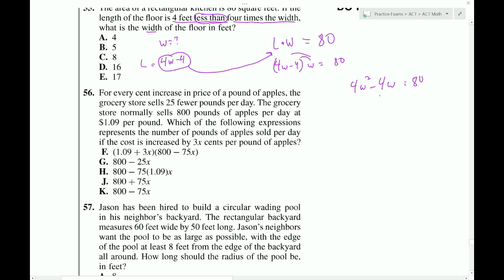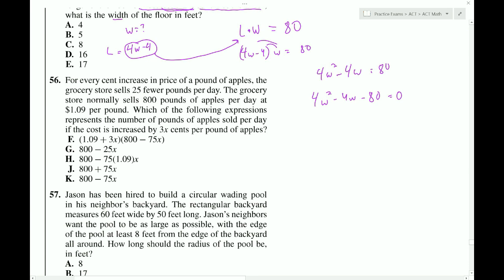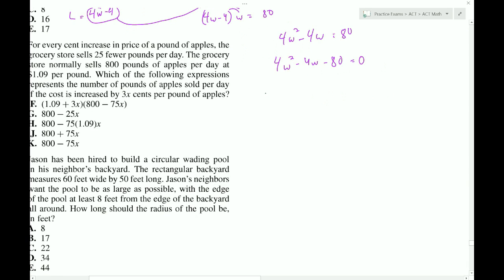Then, since this is quadratic, we want everything on the same side. So we swing the 80 to the left-hand side by subtracting it from both sides. At this point, we want to factor this down. So we factor out a 4, and we get w squared minus w minus 20 equals 0. Then we could further factor by doing a trinomial. w, different negative, and the numbers would be 5 and 4. Right? They multiply to 20 and combine to 1.